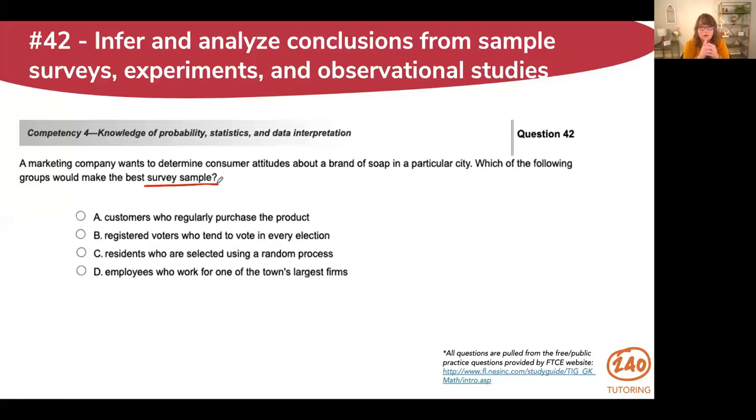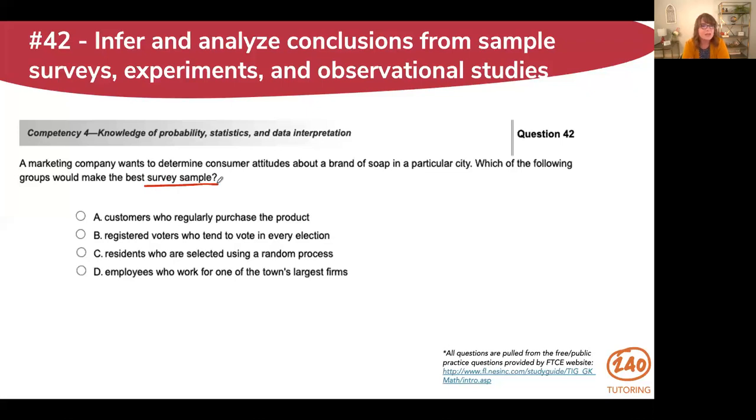So let's work through these. We need a survey sample of people in a city. Now, obviously, we're not going to get everybody in the city to take a survey about a brand of soap. So we need people who buy soap, all right? Or people in general in the city who buy something, okay? So let's look at these answer choices.